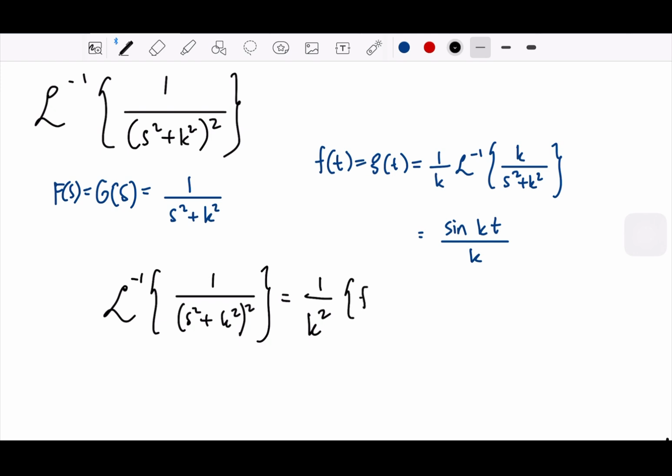Or maybe let me write it directly, to make it more feasible. So this will be the convolution, integral from 0 to t, sine kt and sine, or maybe tau to differentiate, sine k(t minus tau), and then d tau.